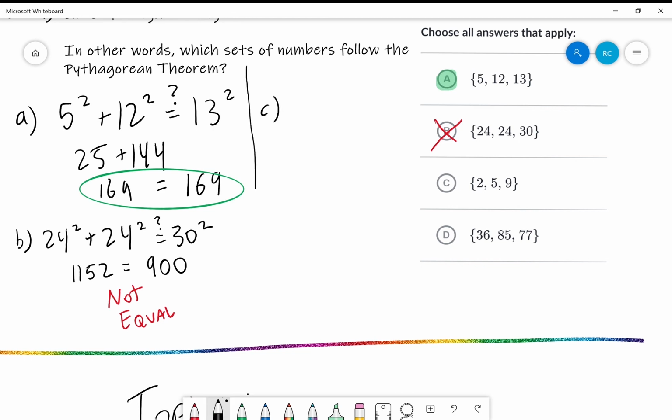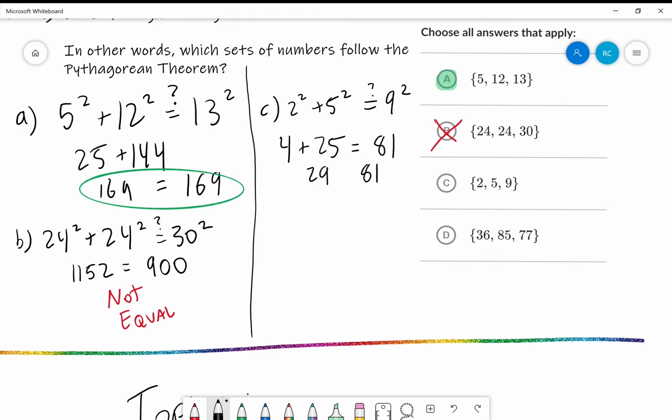Okay, how about C? 2, 5, 9. Well, 2 squared plus 5 squared, does that equal 9 squared? 2 squared is 4. 5 squared is 25. 9 squared equals 81. Pretty clearly, 29 and 81 are not equal. Now, this last one is kind of tricky, and I actually had a student email me about this very problem. Take a very, very close look at answer D and see if you can figure out why it might be a little bit tricky. Take a couple of seconds.